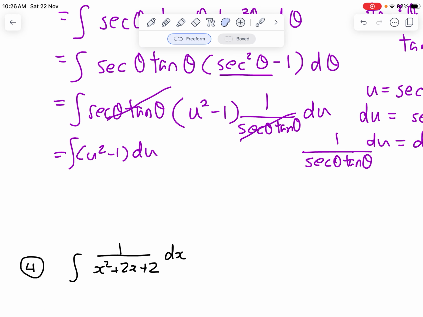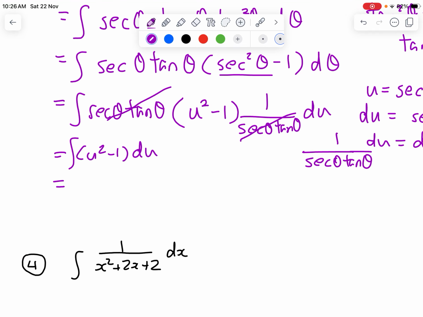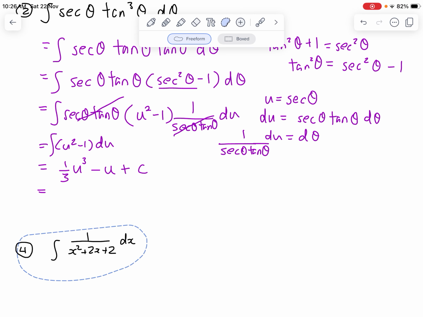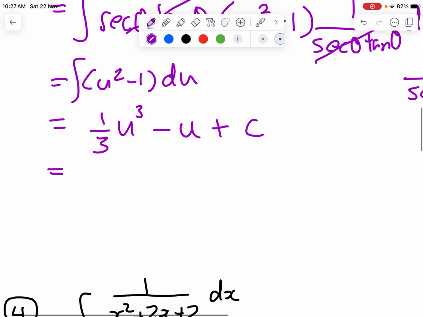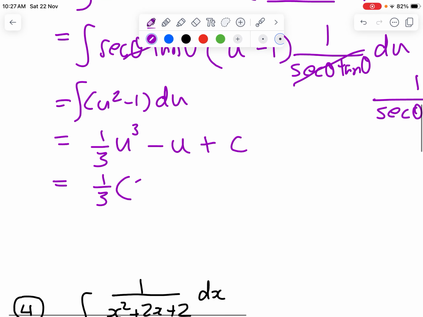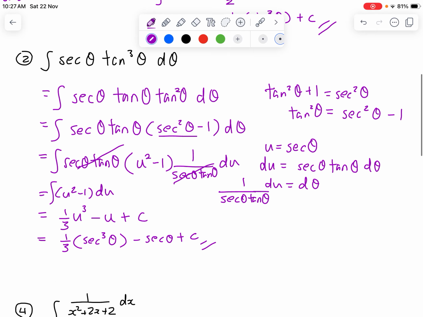And now all you gotta do is just integrate it. So u squared minus 1, that's u cubed, and that's 1 over 3. And then the minus 1 becomes minus u, and then plus c. And then our last step is to plug back in the u. Remember our u was secant theta, so secant cubed theta minus secant theta plus c. And there you have it, that is our answer.